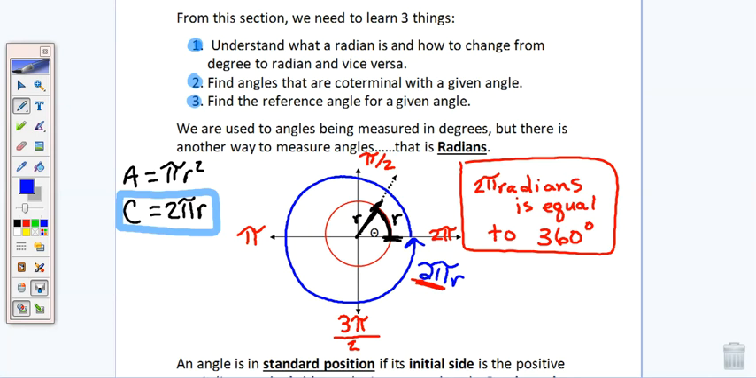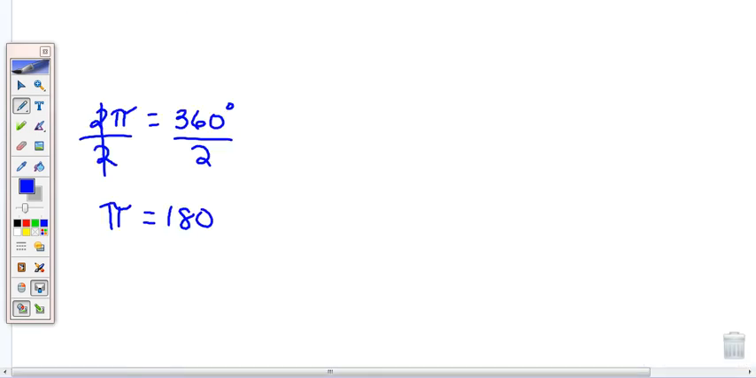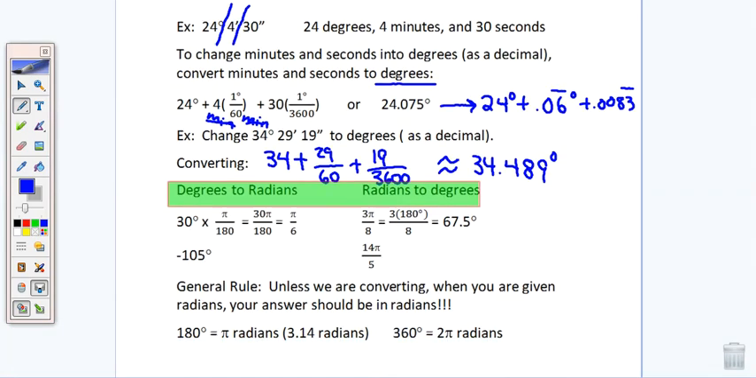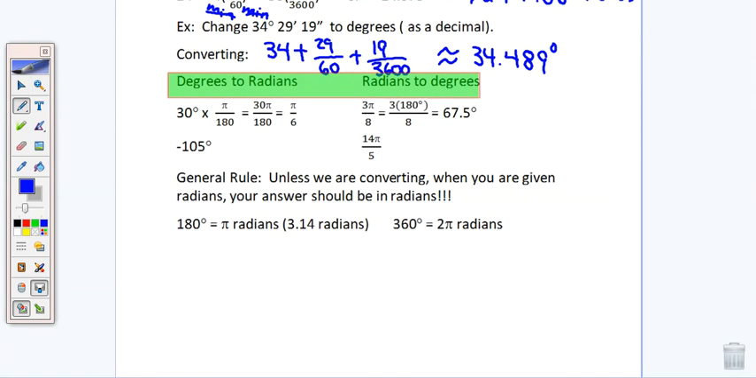Pi radians, okay? So it kind of stands to reason. That's how they come up with this, okay? Here's the situation then. They're going to use this idea of pi equal 180 right here like this, okay? And let me show you how this works. So we want to be able to turn degrees to radians and then radians into degrees. And this is how it works.